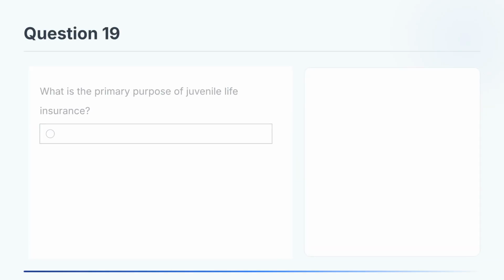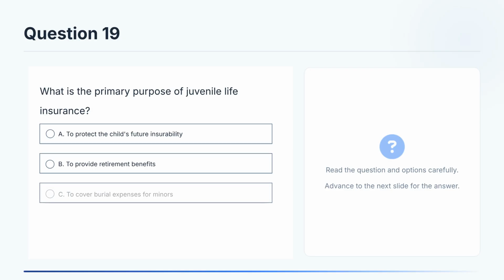Question 19. What is the primary purpose of juvenile life insurance? A. To protect the child's future insurability. B. To provide retirement benefits. C. To cover burial expenses for minors. D. To offer investment funds.